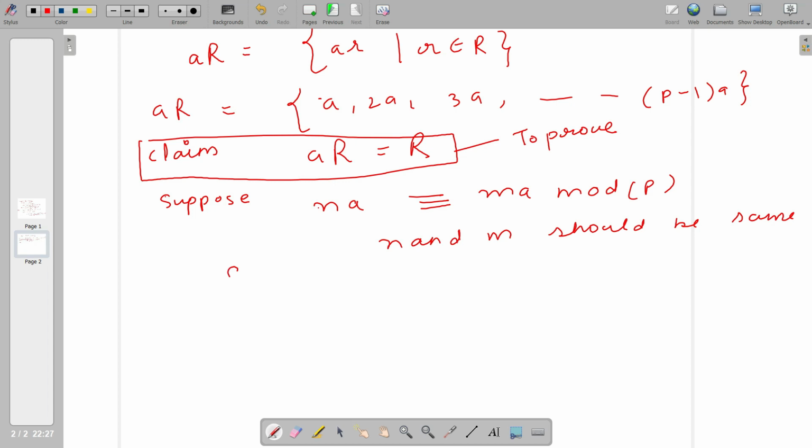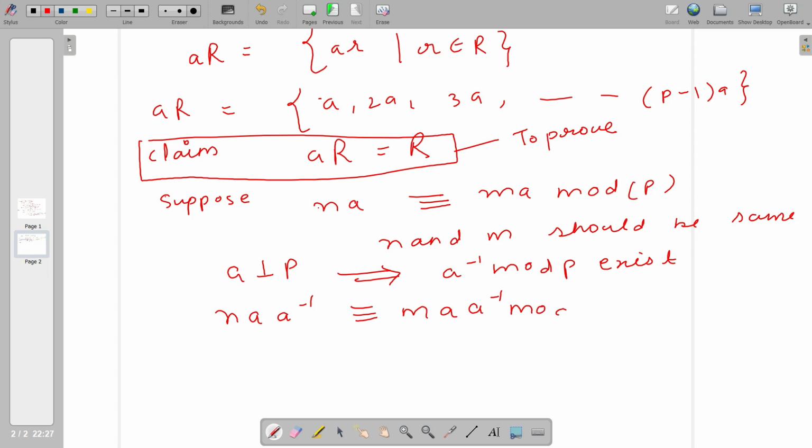What we know is that A and P are co-prime. If A and P are co-prime, then we know that the inverse of A mod P exists. Only then can this hold. So when A and P are co-prime, it is a necessary condition that A inverse mod P exists. So we can write nA times A inverse is congruent to mA times A inverse mod P. A times A inverse is going to be 1, so here we can write n is congruent to m mod P.